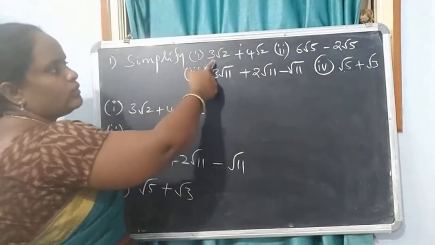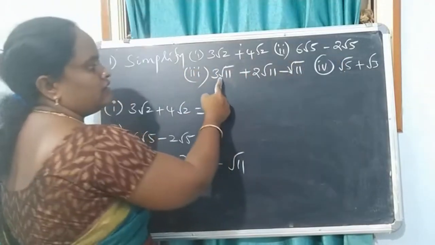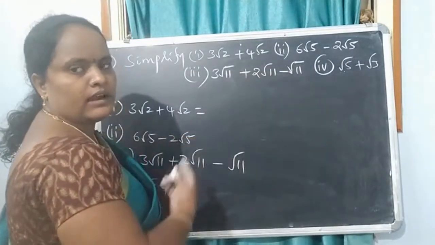Simplify: 3 root 2 plus 4 root 2. This is a sum, plus means sum. 6 root 5 minus 2 root 5, difference. 3 root 11 plus 2 root 11 minus root 11, both plus and minus are there, addition and subtraction. And root 5 plus root 3.